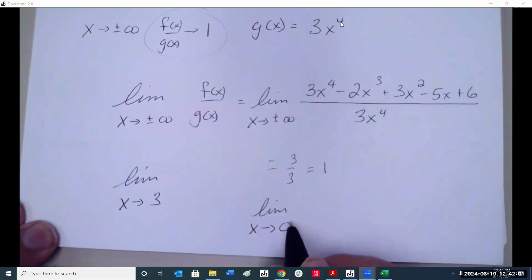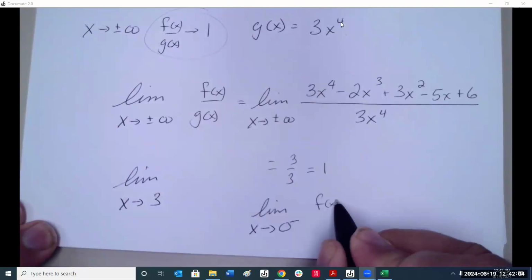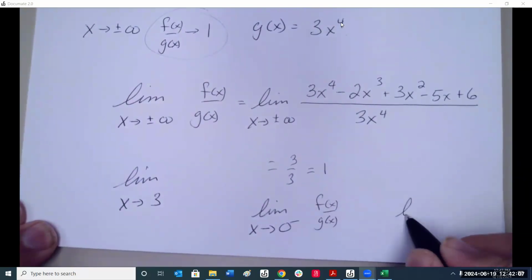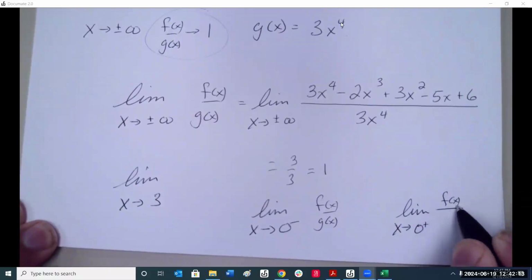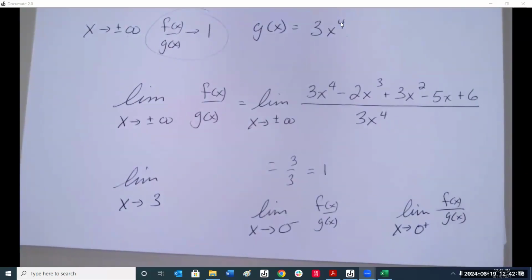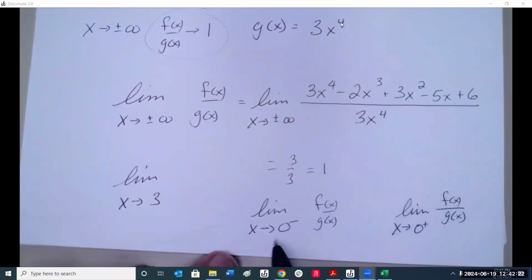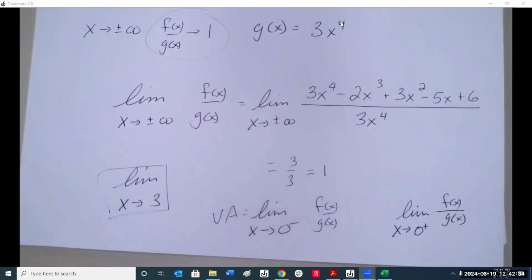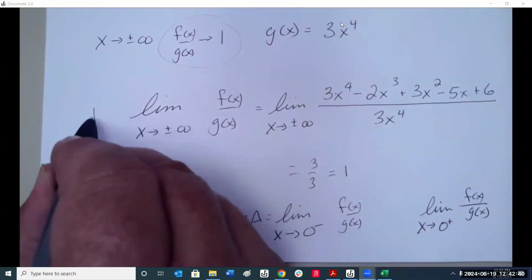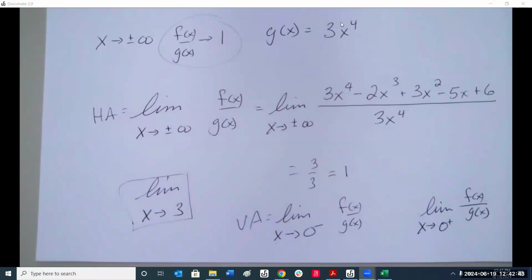So now we'd have to look at the limit of this function as it approaches 0 from both sides. Because again, if we're going to any number, if it makes the bottom equal 0, that's a vertical asymptote. Any other number is just a value. It's just a point on the graph. If it goes to infinity, you're looking for the horizontal asymptote, if it exists.